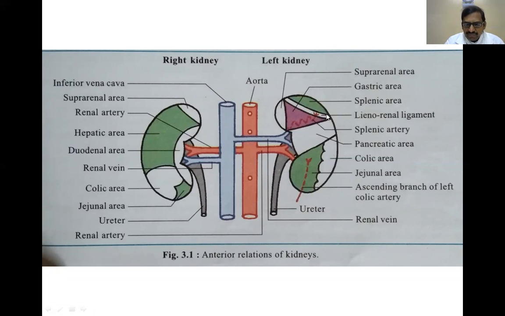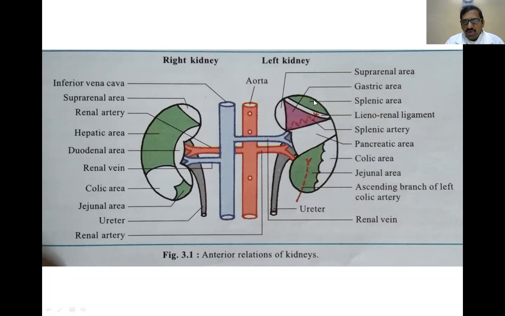Out of these, the left kidney has some interesting points. Here, of the anterior relations of the left kidney, 3 are peritoneal and 3 are non-peritoneal. See, the splenic area, gastric area, and jejunal area are peritoneal. The remaining 3 are non-peritoneal. That is one point.